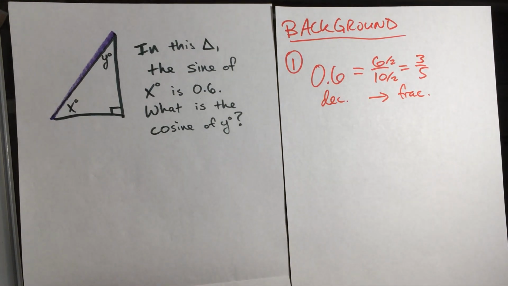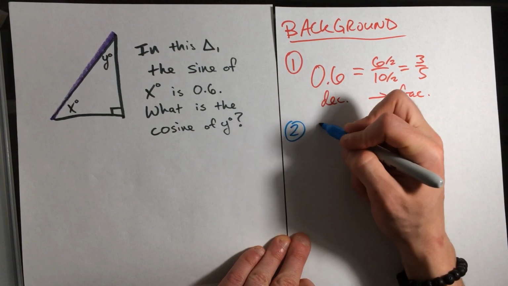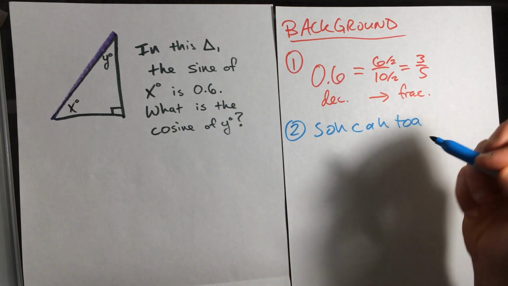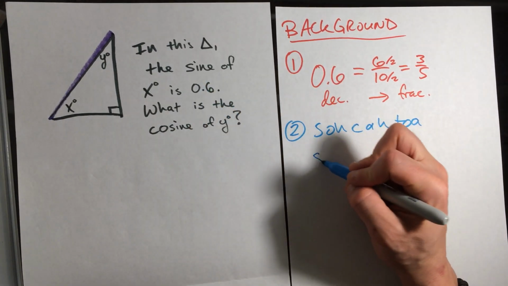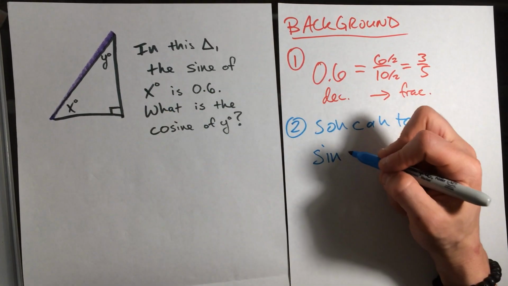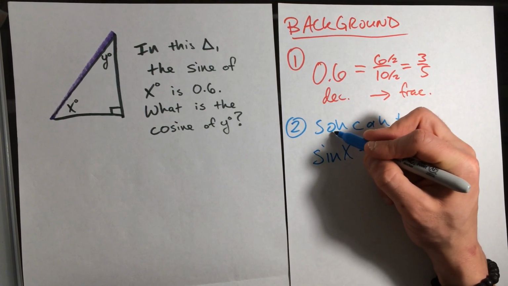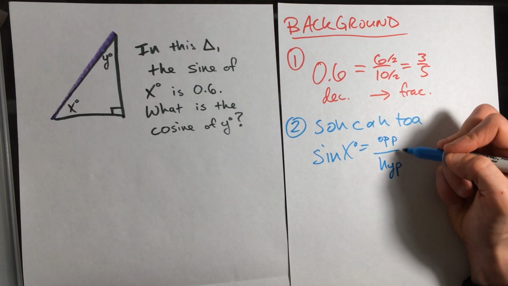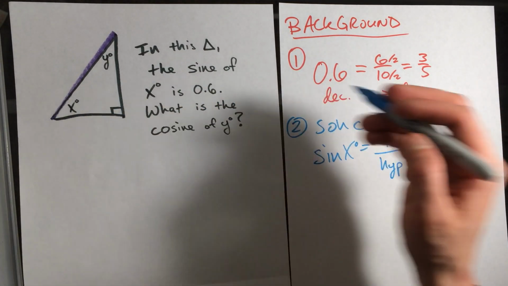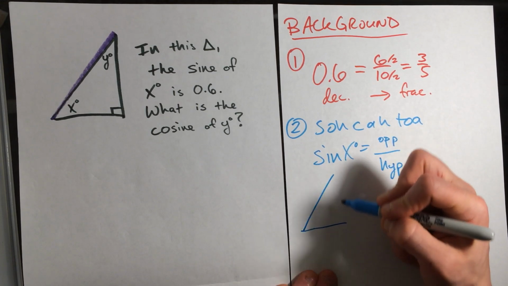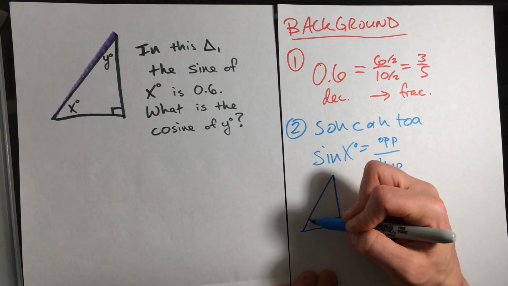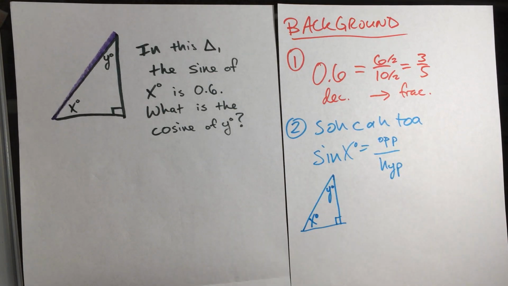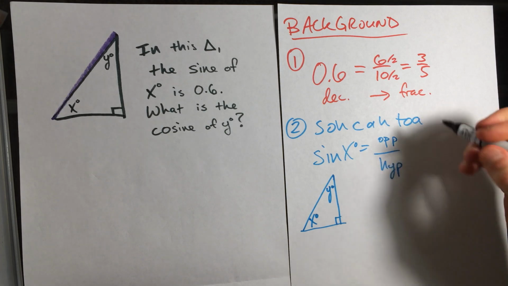Good. So next step, we need to know our SOHCAHTOA, our sine function, our cosine function, and our tangent function. And here, we know our sine function: sine of x degrees is equal to our opposite side over the hypotenuse side. If you look over here, here's x degrees, and so we'll just replicate this triangle here for a little manipulation. Here's our x degrees, here's our y degrees.